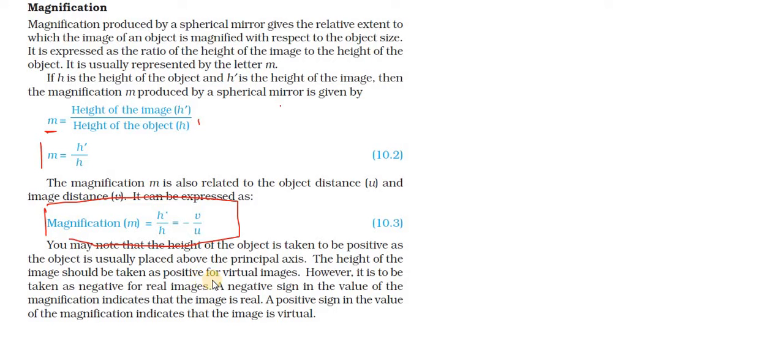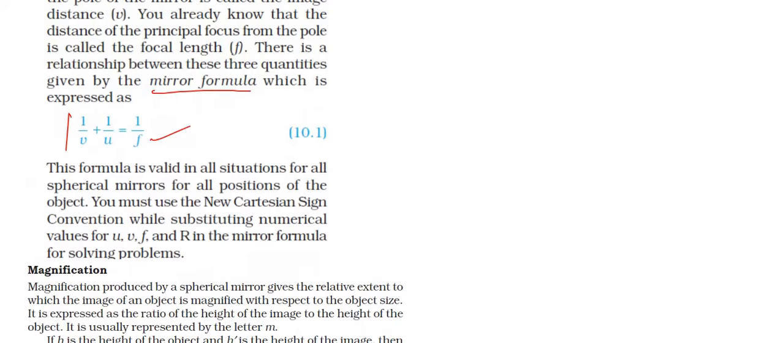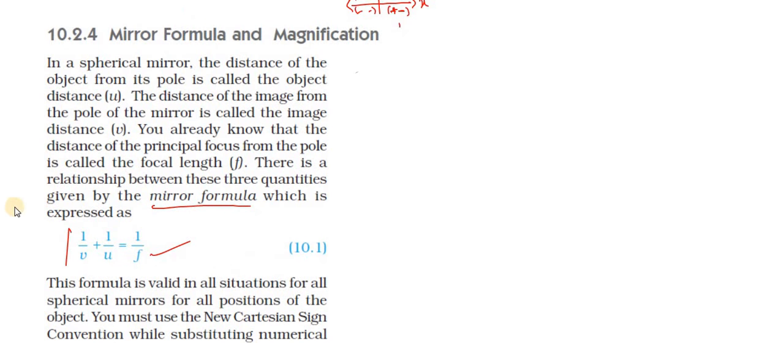as positive for virtual images. However, it is to be taken as negative for real images. So here the height of image is taken as minus v. So u is the object distance, v is the image distance. The positive sign in the value of magnification indicates that the image is virtual. Is it clear? So these formulas you should remember to do the problems.